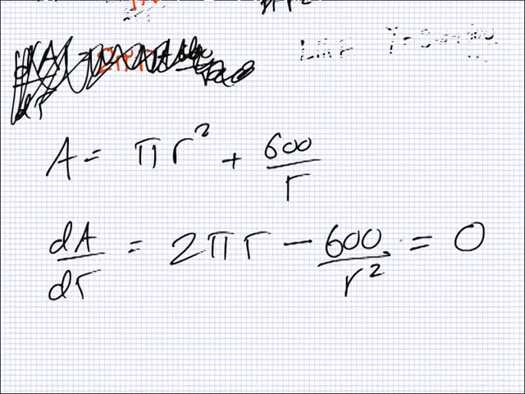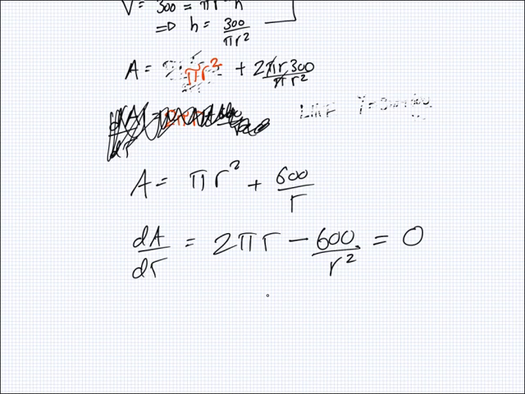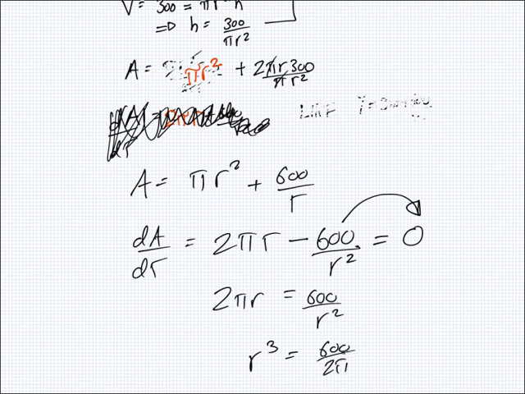Now, what's the easiest way to solve this? What should I be doing next? I could multiply by r squared, or I could just take this over to the right, and then I have 2 pi r equals 600 over r squared. Next. Cross multiply. So I get r cubed equals 600 over 2 pi.